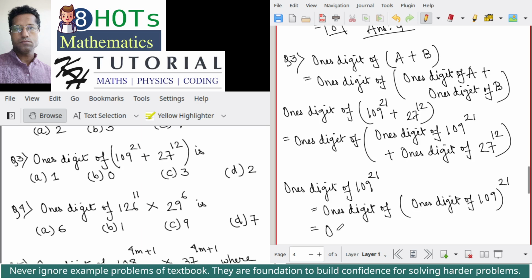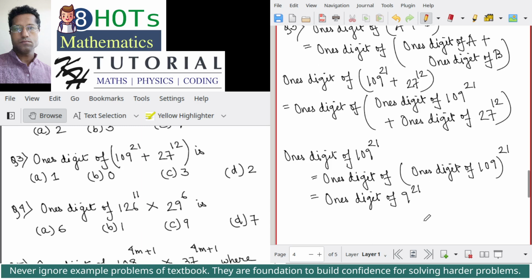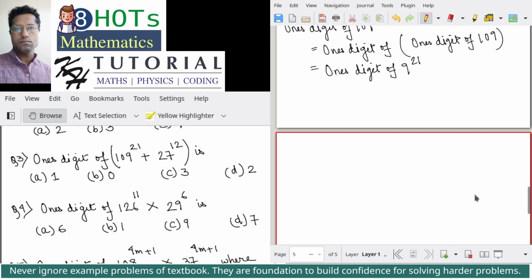So this is equal to the ones digit of 9 to the power 21. We have to find the ones digit of 9 to the power 21, and for that we need to see what pattern is followed by the ones digit of the powers of 9.